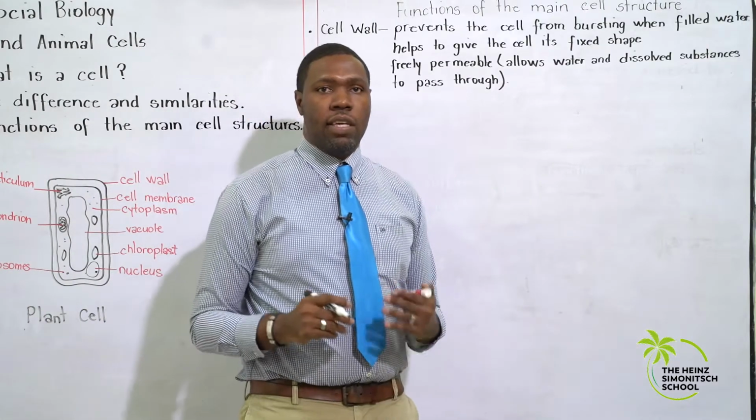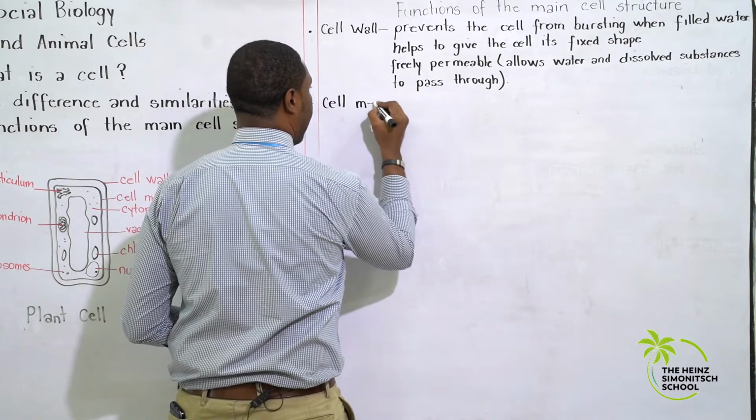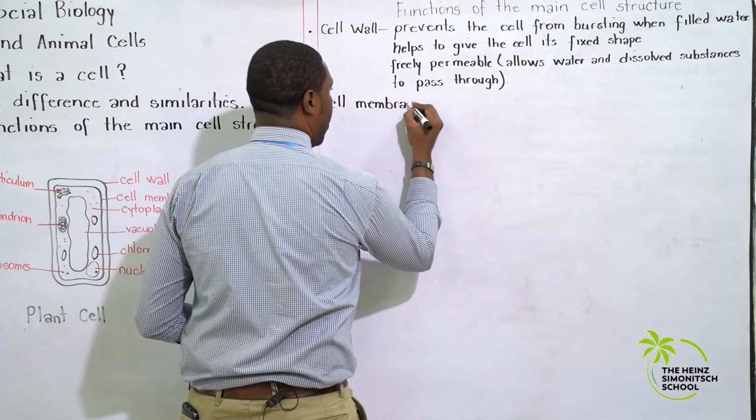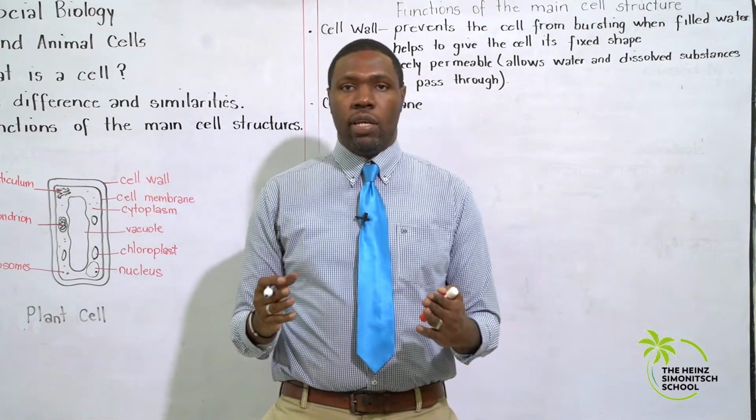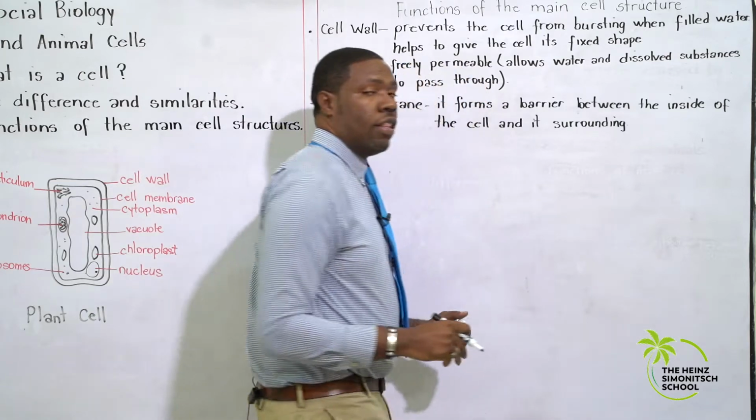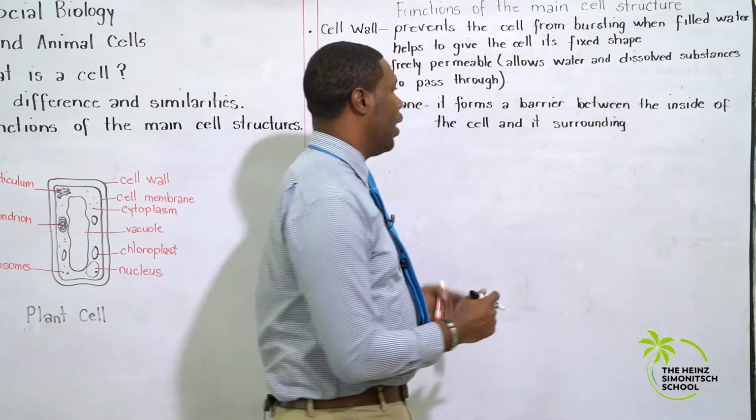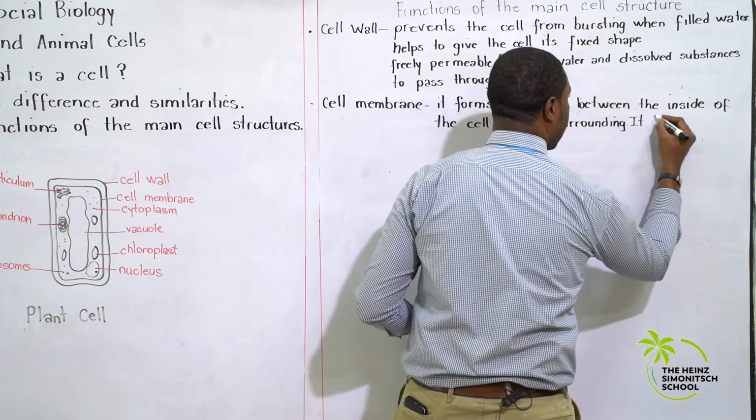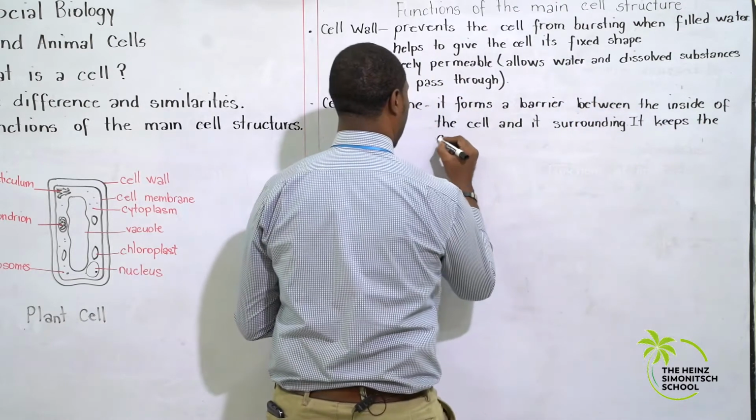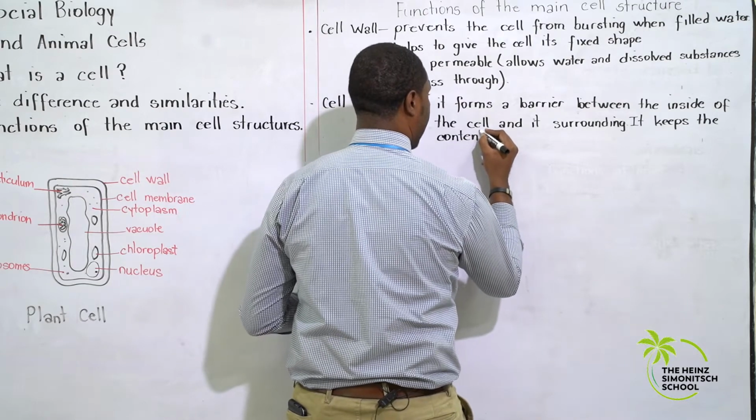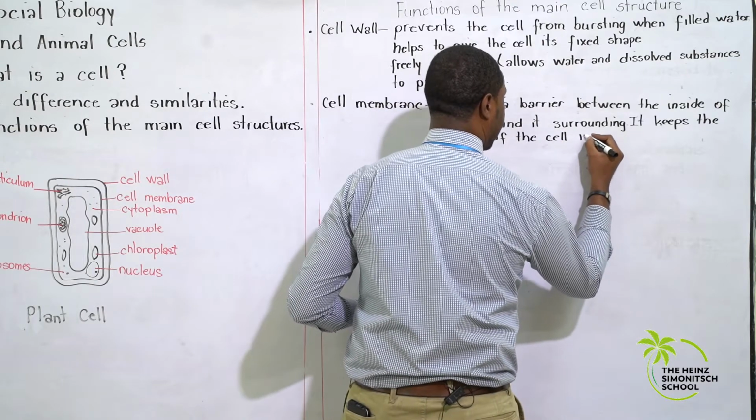So next we have the cell membrane. And the cell membrane forms a barrier between the outside surrounding and the inside of the cell. All right? The cell membrane also helps to keep the contents of the cell on the inside.